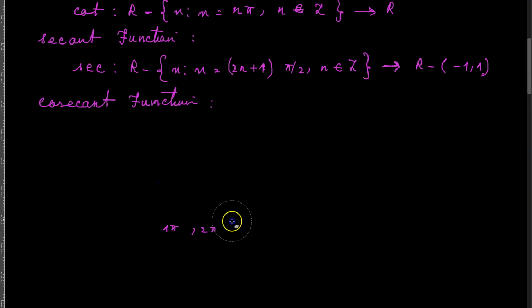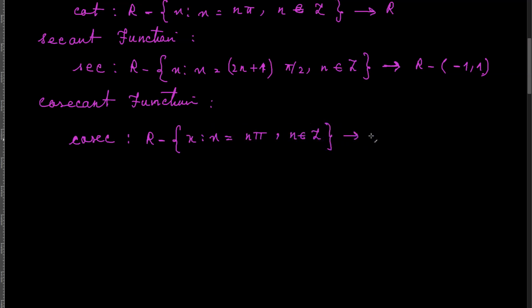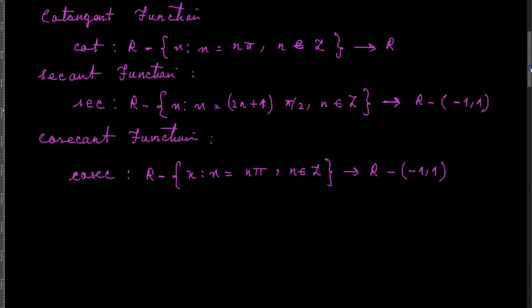Which means that I'm going to write the cosecant function as a function defined from the set R minus all x's such that x is equal to n times pi, with n belonging to the set of integers, to the set R minus the open interval negative 1 to 1, because the function does not create any outputs between negative 1 and 1, but it is defined at y is equal to negative 1, also defined at y is equal to positive 1, right?